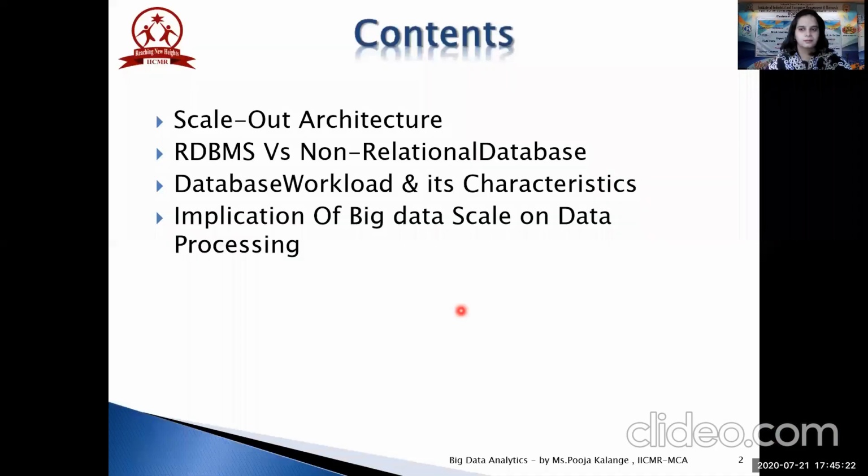Data Analytics. So let's begin. The agenda for today is we are going to study what is the basic scale-out architecture, then what is RDBMS and non-RDBMS. The difference between the RDBMS and the non-relational, that is the NoSQL, we have already covered in our refresher course.